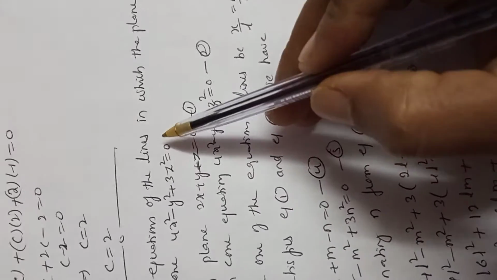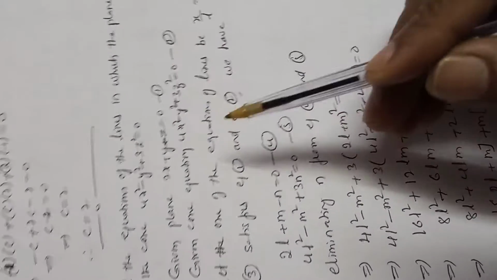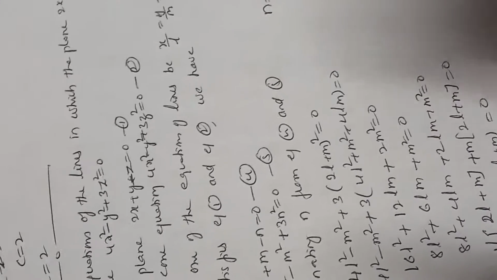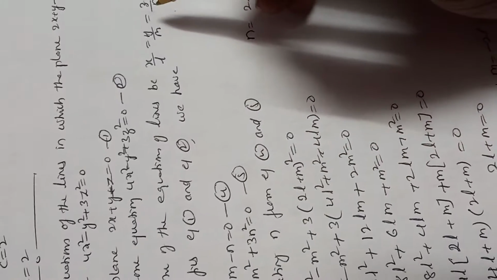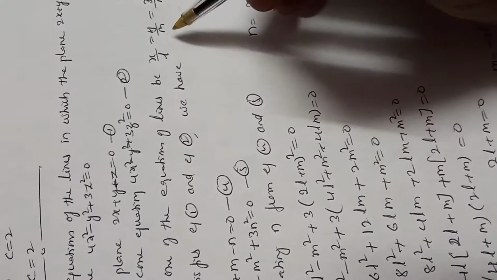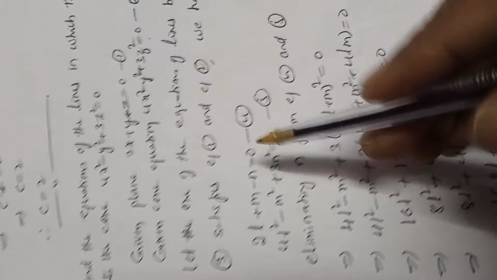Now continuation, fifth problem: find the equation of the lines in which the plane cuts the cone. Again same procedure. First of all, we are writing the given plane and given cone equation. We don't know the line equation. Let the line equation be x by l is equal to y by m is equal to z by n. This line lies on the cone, that means it satisfies the cone equation. That's why we are substituting x is equal to l, y is equal to m, z is equal to n in the cone equation. We got this result.